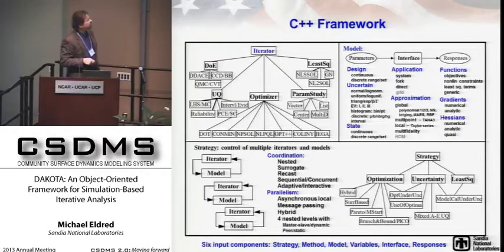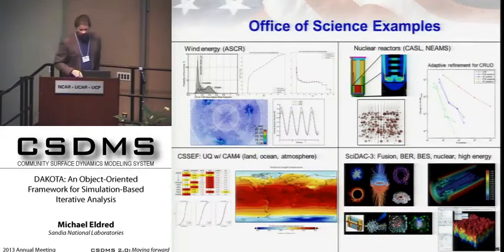So the final comment here is an important one for the slides going forward: we have 6 components here, and this is what we'll use to specify what we want DAKOTA to do. We have an iterator or a method, a model, parameters, interface, responses, and a strategy. And those 6 pieces define an input.